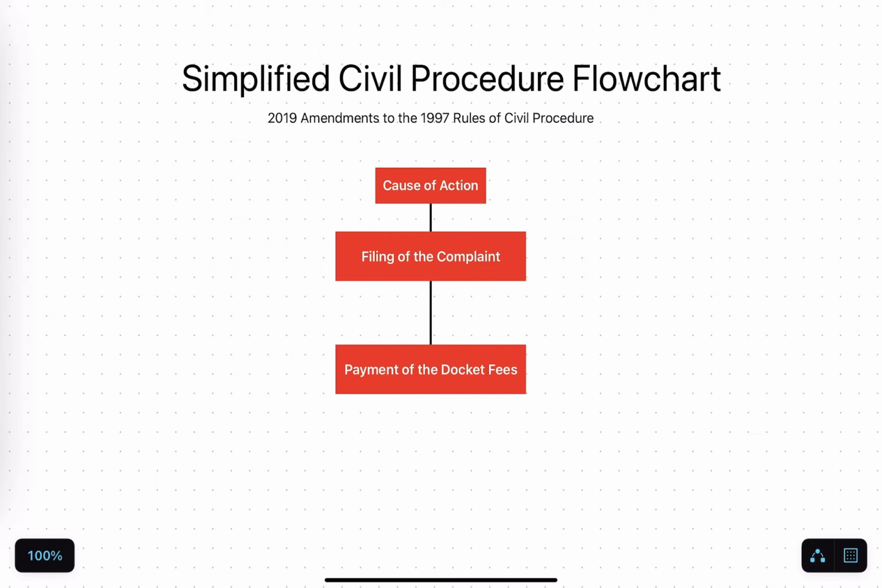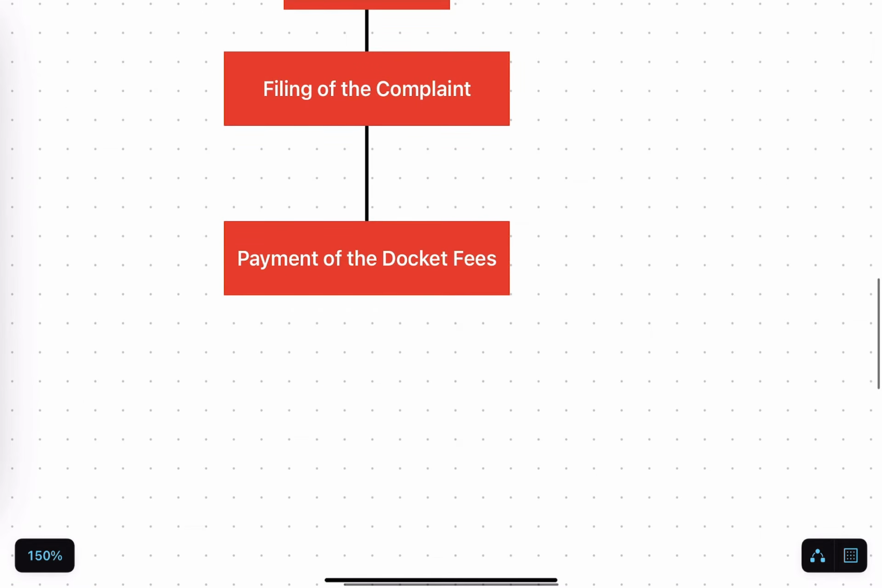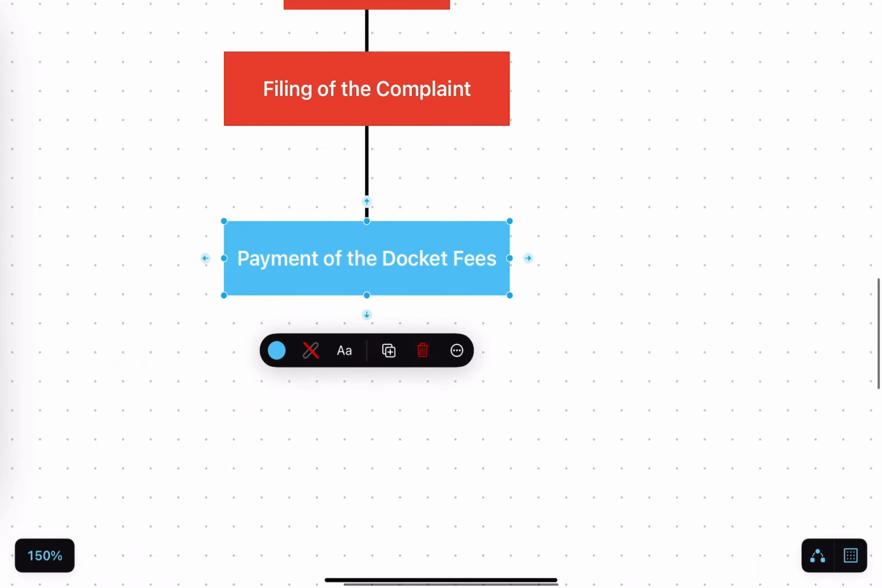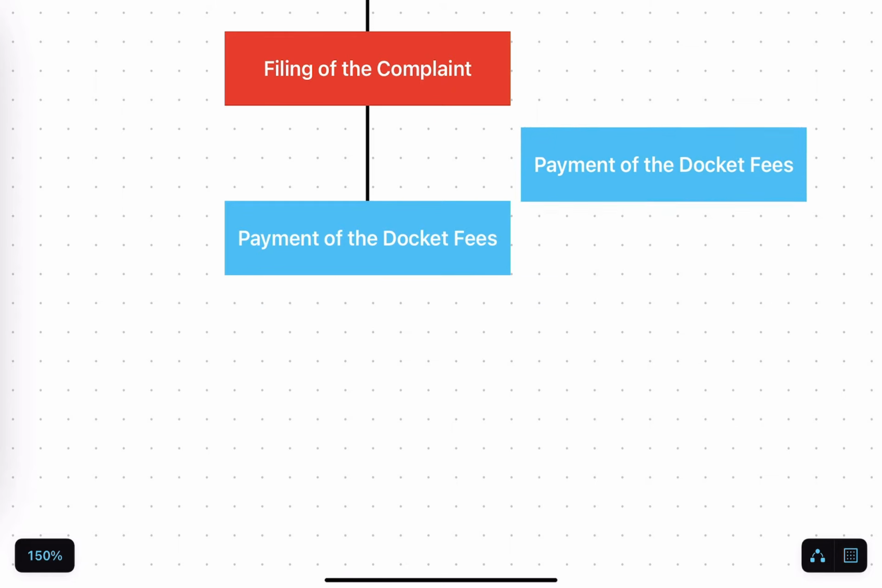Okay, let's make it a different color. So the other option here is to sue as an indigent. Okay, motion to sue as an indigent. So there's an option here.